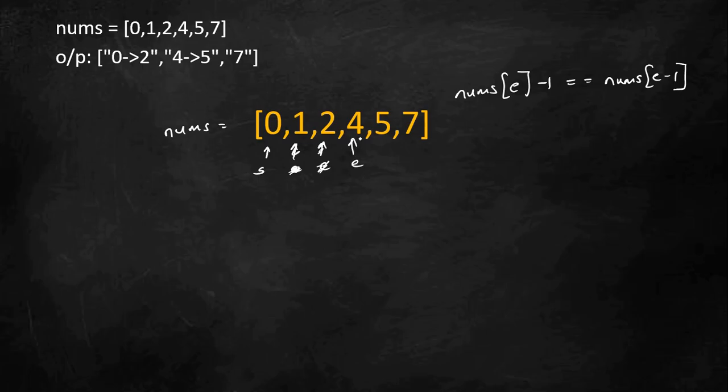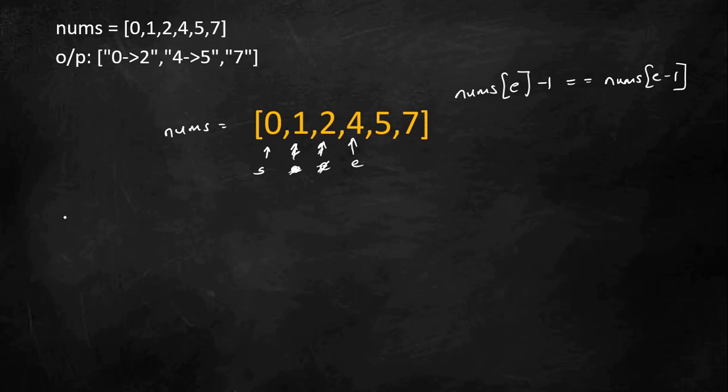Now my end index is here, right? Again I will do the same check. If nums of e minus 1, so 4 minus 1 is 3, equals nums of e minus 1, but nums of e minus 1 is 2 here. That means the consecutive range is now broken, right? So whatever was the previous e minus 1 from start to e minus 1, that is a new range, right?